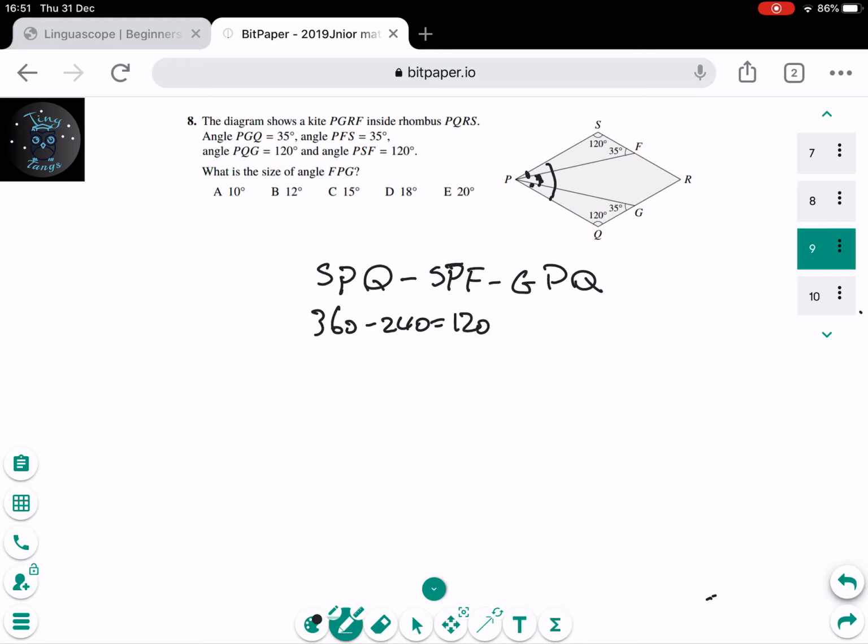And because it's a rhombus, SPQ, so this large angle here, would be the same as FRG, so this angle here. So we get 120. That is for both of them. So if we split this in half, we would get 60, which is our new answer, which is SPQ. So we have 60 minus SPF and GPQ.